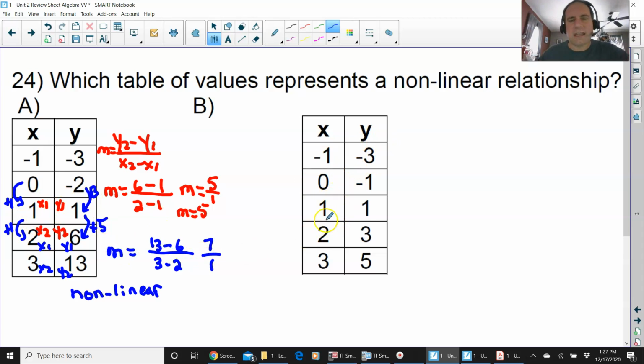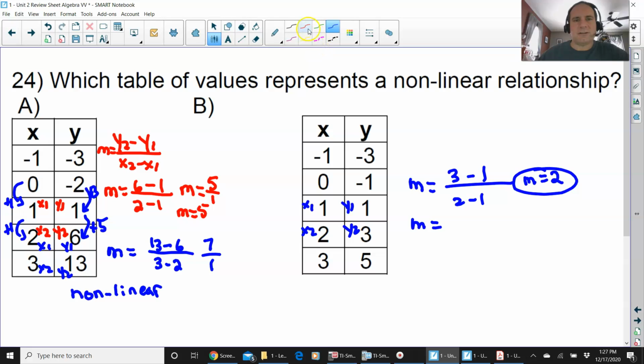Let's go check this one. This is x1. This is y1. This is x2. This is y2. So we're going to use the same formula, and look how fast. 3 minus 1 over 2 minus 1. M equals 2 over 1, which is 2.